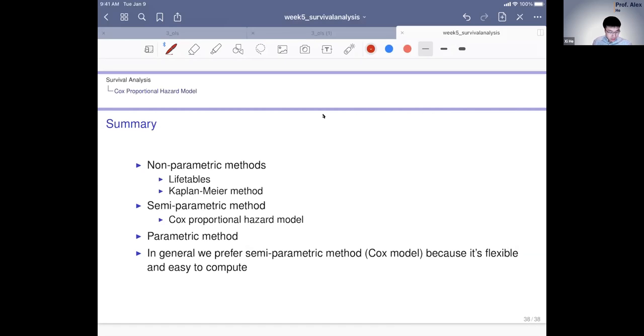Kind of similar. And then to estimate how specific X, like characteristics of the people or the firms, affect the survival rate, we can also use the Cox proportional hazard model. And to estimate that, we can do either the semi-parametric or the parametric, but usually we do the semi-parametric because that's more flexible. We don't have to specify what that lambda is. And it's also easier to compute than the full maximum likelihood.